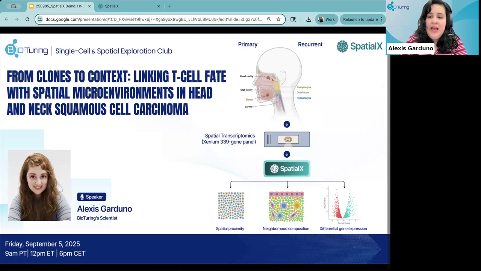For today's session, we have a really exciting case study to share with all the scientists who use bioterrain. The title would be how we can go from clones and transform that into a specific context, linking T cell fate with spatial microenvironment, specifically in the context of head and neck squamous cell carcinoma. That's going to be the focus of today.